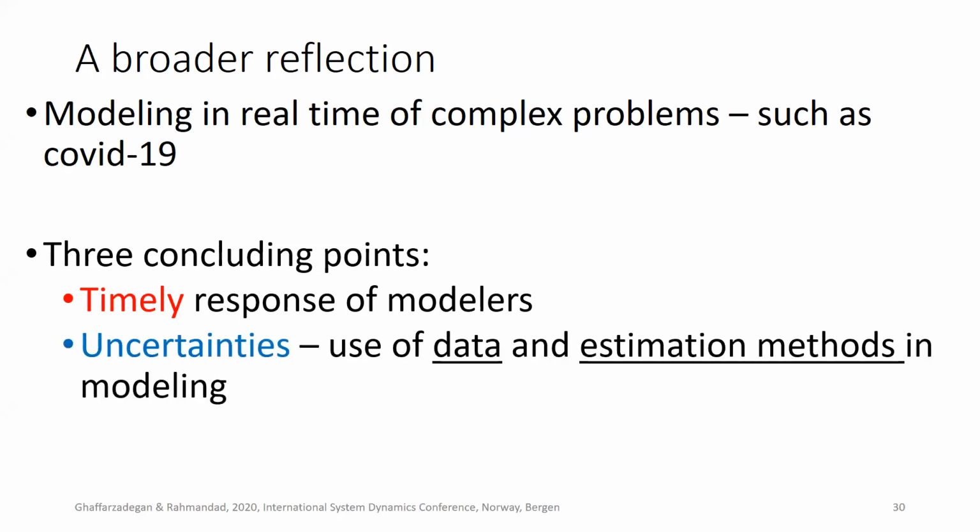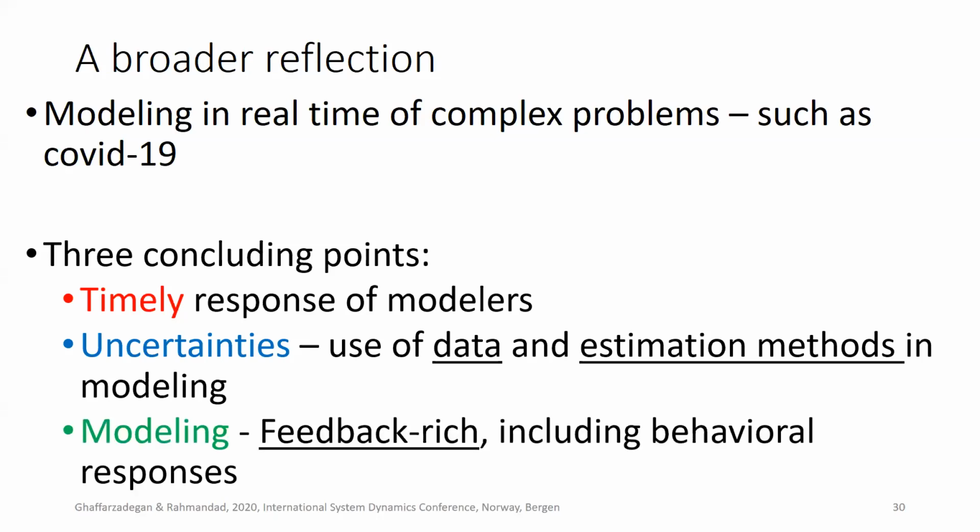Another issue that we should be very careful about is all those uncertainties that exist in data and in this problem. So in order to have a useful model, we need to use any available data and use all kinds of estimation methods that might be proper for our modeling to have better estimates in our model. Without appreciating all these uncertainties, our estimations might not be that useful. So we need to improve on that dimension.